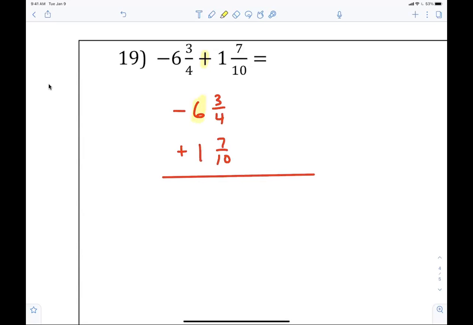So now what's the common denominator? 20. All right, what am I multiplying the first fraction by? 5. Just in case. And the second fraction we're multiplying by? All right, so this one was kind of easy actually, because I don't have to borrow. Does everybody agree with that?